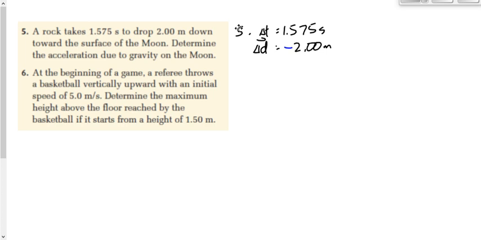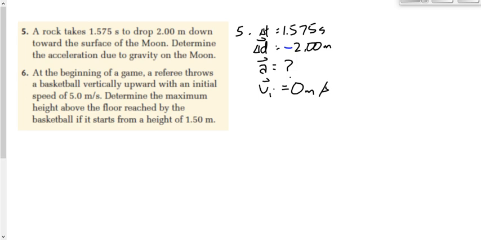We want to find a, the acceleration due to gravity here. Is there anything else that I have in question number 5 if I read between the lines here, Ben? Vi. Yeah, what is it? 0. Good. Vi is 0 meters per second. If I drop it, then it means it's not moving initially. It is very shortly thereafter, but at the beginning of the problem, we'd say the velocity is 0. All right, we got t, we got d, we got vi, looking for a.